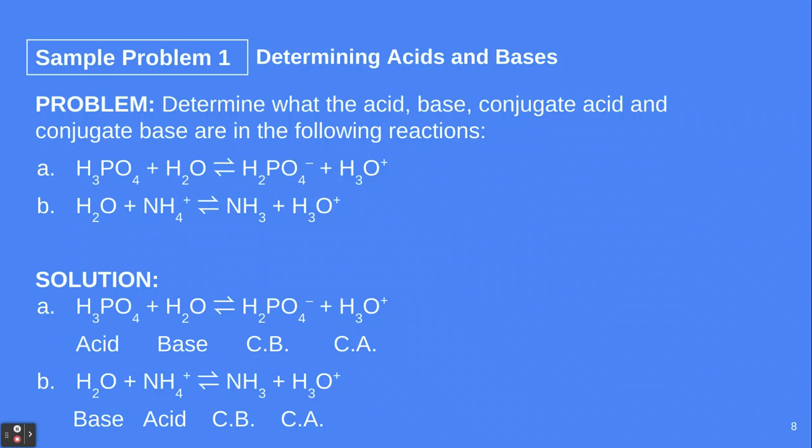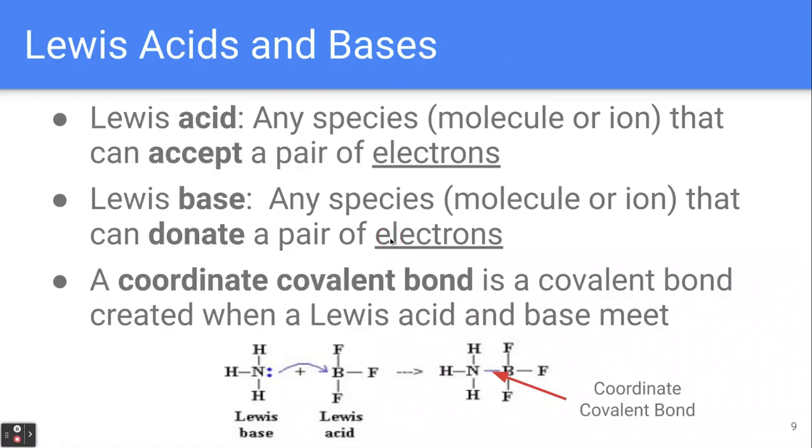Now our next one, if we take a look, the NH4 plus is giving a proton up to H2O. And since it's giving that proton up to H2O, our H2O is our base. It's accepting a proton, and our acid is giving it up. So then on the product side, NH4 plus without a proton is our conjugate base, and H3O plus, our hydronium, is our conjugate acid. So you have to know how to identify these different species.